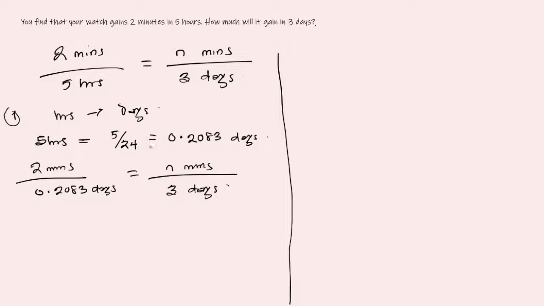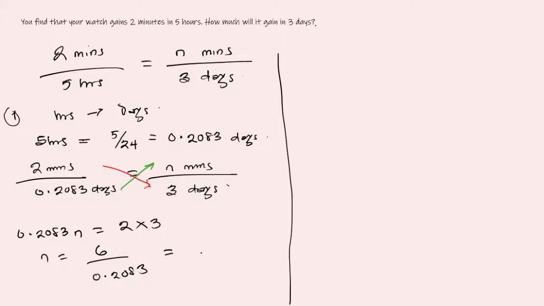So we do our cross multiplication, and so 0.2083n equals 2 times 3. 0.2083 times n here, 2 times 3 here. And so n equals 6, which is 2 times 3, divided by 0.2083. And that is equal to 28.8 minutes.